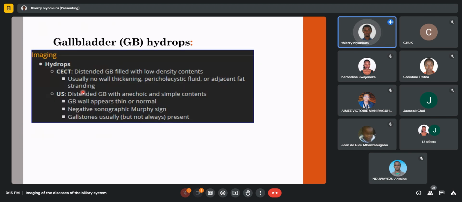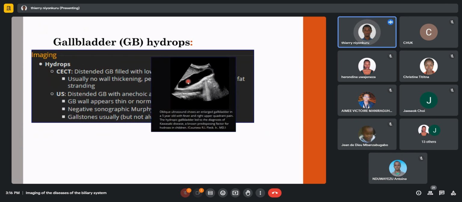So we have gallbladder hydrops, where on ultrasound we see a distended gallbladder with anechoic and simple content. The gallbladder wall will be normal, and there will be a negative sonographic Murphy sign, and it may be associated with gallstone. On contrast enhanced CT scan, there will be a distended gallbladder with low density fluid content. There will be no wall thickening and no pericholecystic fluid collection or adjacent fluid stranding.